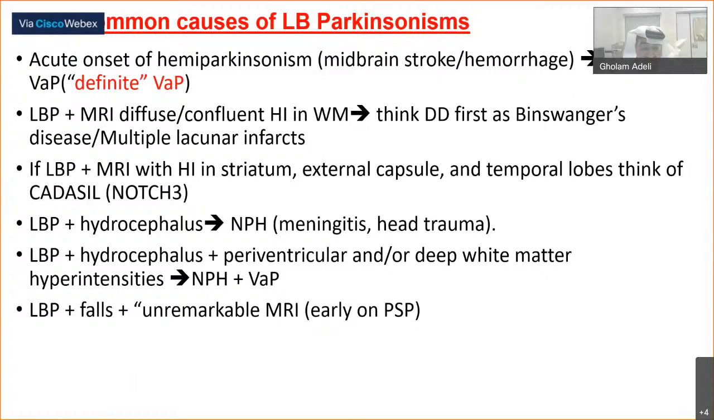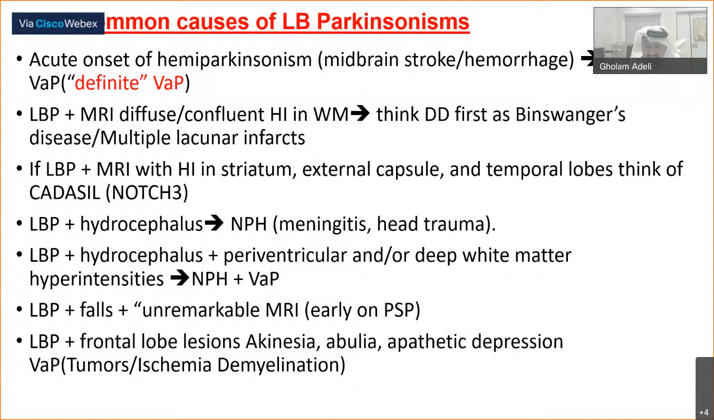And if the patient is falling and has lower body Parkinsonism and a remarkable MRI, think of early progressive supranuclear palsy. I will put two lines under this one: the patient has lower limb Parkinsonism and is falling, but your MRI is not diagnosing that, and is not giving you the features of NPH. So this needs more frequent follow-up, a speech pathology assessment, and a neuro-ophthalmology assessment to see if there is freezing of the eyes or saccadic movement involvement, especially the vertical ones. Then, last but not least, if you have frontal lobe akinesia, abulia, you have to look for ischemia or tumors affecting the frontal lobe.